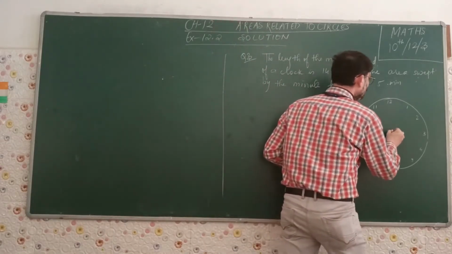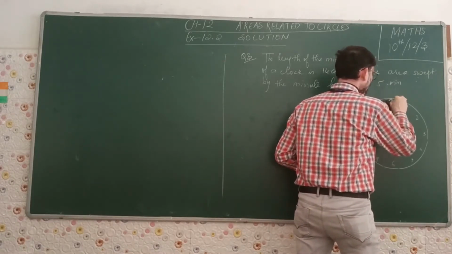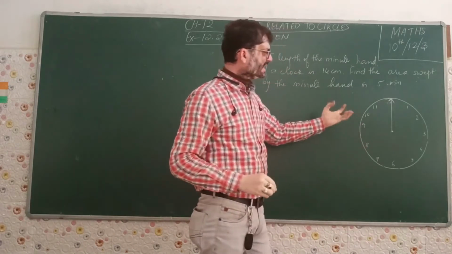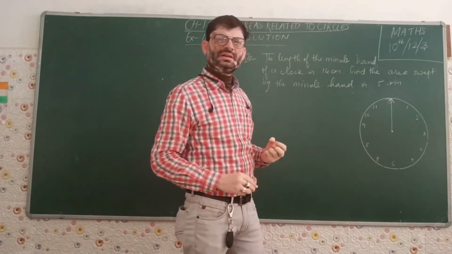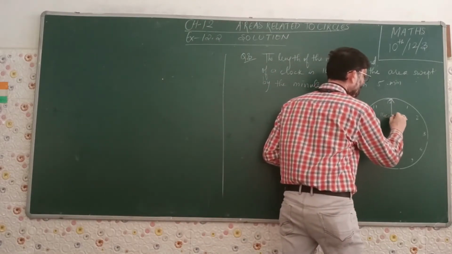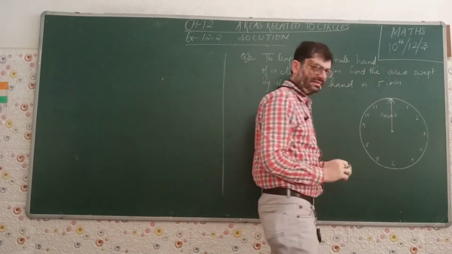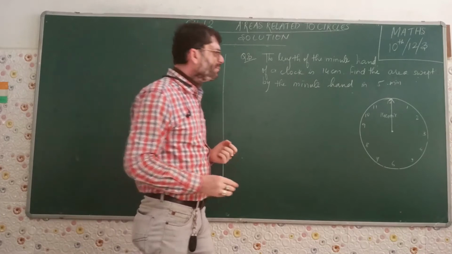Suppose the minute hand is somewhere here. This is my minute hand. If you observe, we can say it is a circular shape and the length of the minute hand represents the radius of the circle. So you can take the length of the minute hand, 14 centimeters, as r. What will be the area swept in 5 minutes?